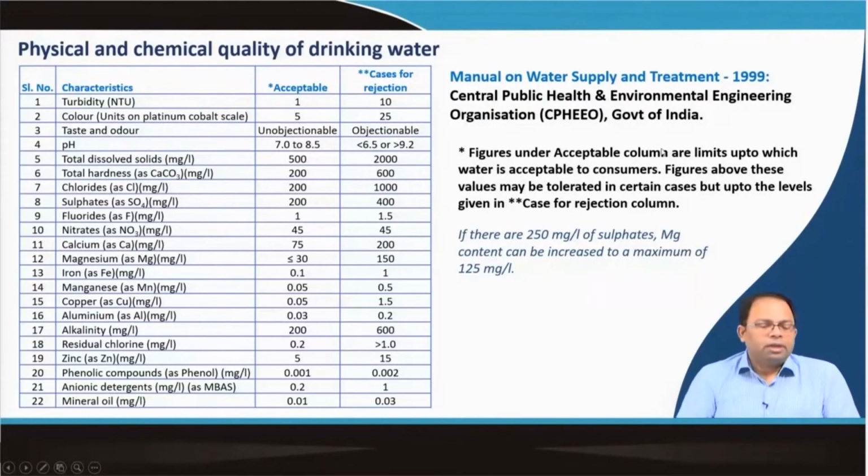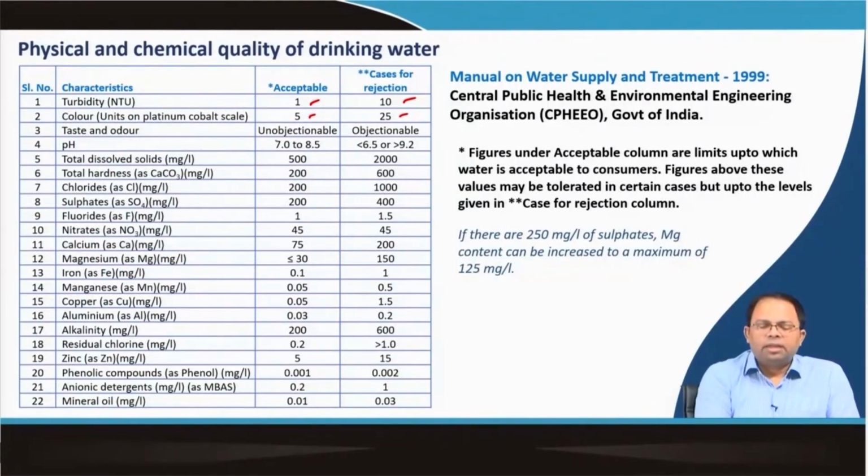All right. Let us look at certain values. For example, turbidity is measured using NTU, which we will discuss later, and 1 unit is acceptable, whereas 10 units is the maximum limit in certain cases. Color of the water is measured in units on a platinum cobalt scale, again we will discuss it later. So, 5 units is acceptable, and 25 is the case when we can reject it.